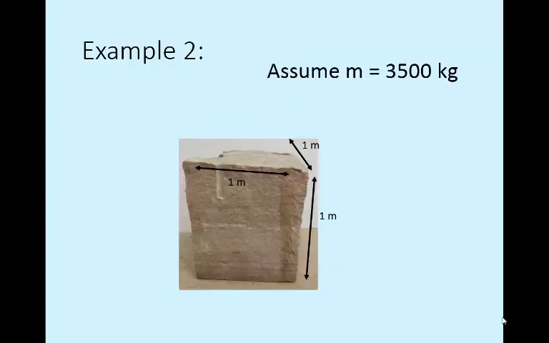Consider a 3,500 kilogram rock with a base area of 1 meter by 1 meter sitting on the ground. In the photo, we have drilled a few cores out of that rock, so just pretend it's still a cube. What is the force applied to the ground by the rock, and what is the stress under the rock?